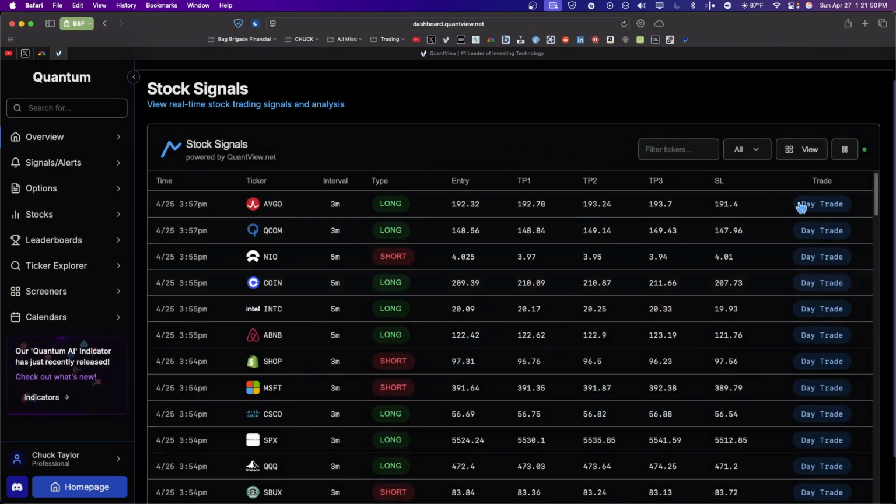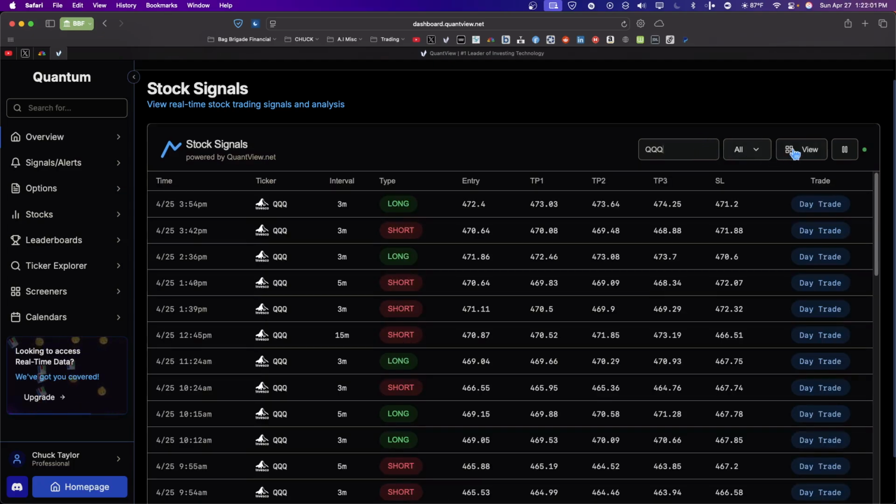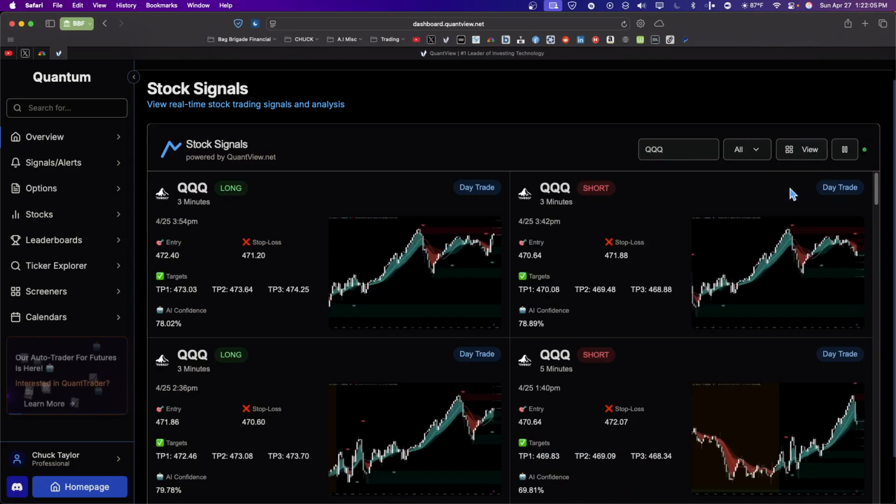Remember, these are all day trades. You can have it filtered by, they do 3, 5, and 15 minutes. You can choose. You can do all. You can sort by ticker. There you go. You can choose the view you want, I guess. I mean, I'd rather just have it in list view.